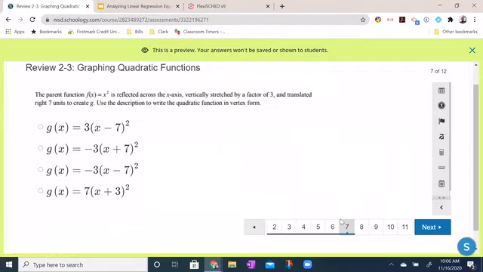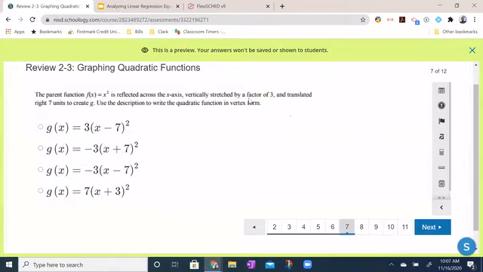All right, so we have a parent function. They're going to tell us some stuff. It's reflected across the x-axis. It's vertically stretched by a factor of 3. Okay, reflect about the x-axis, we're looking for ones that have negatives. So we can already rule out the top and the bottom one, at least in mine. Yours might be scrambled. So here we have these two to look at.